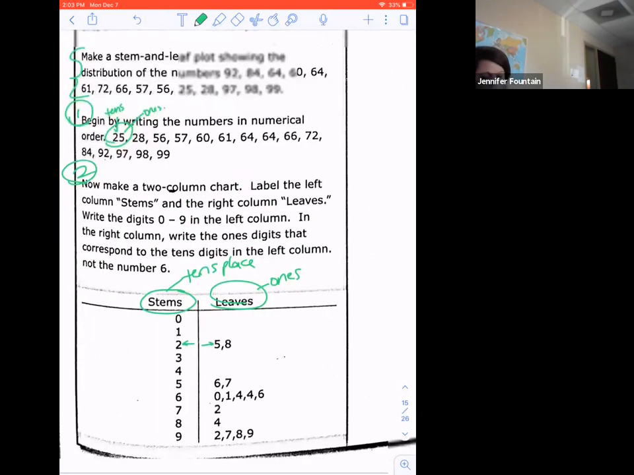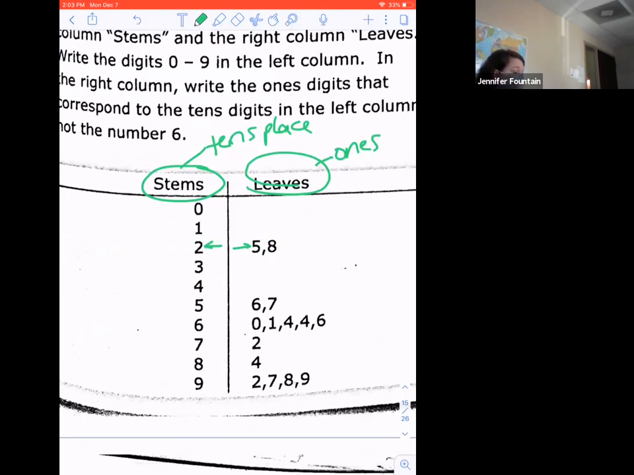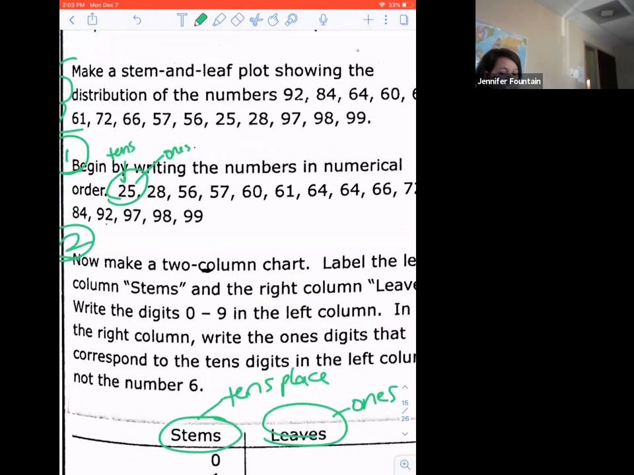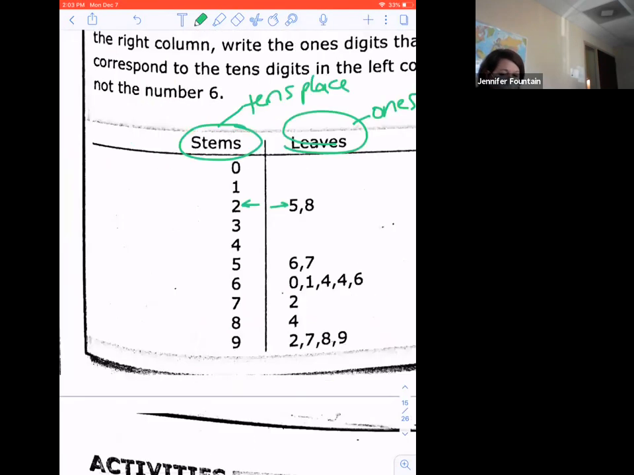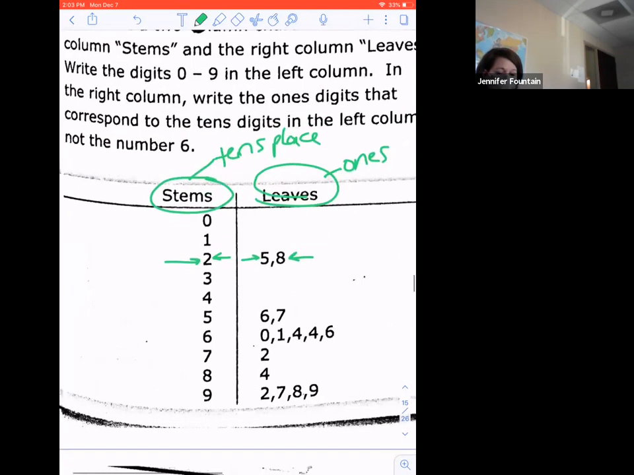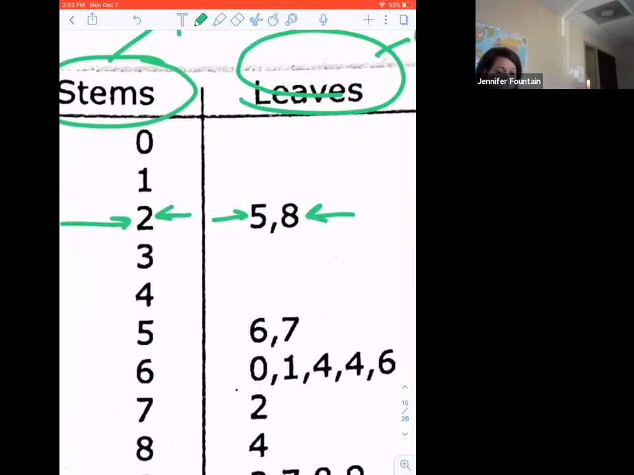So when I do my stems, I go ahead and list my numbers 0 through 9, but my first number was 25. So my stem is 2, my leaf is 5. Look at the number 28. My stem is 2 again, but now my leaf is an 8. So when I see a stem of 2 and leaves of 5 and 8, that means I've got 25 and 28, okay?